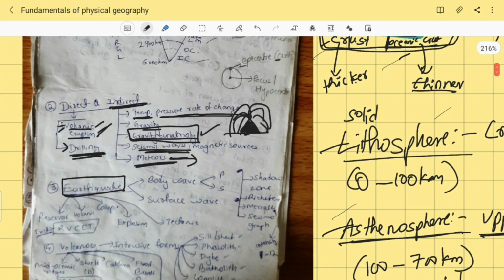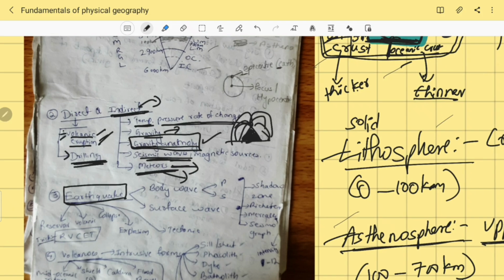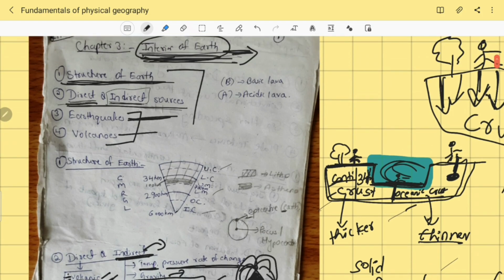Okay, now let's quickly revise the direct and indirect sources. Direct sources are those which we get directly from the interior of the earth. Indirect sources are those which we don't get directly from the interior of the earth, but we get from some other place which is more or less similar to the structure of the earth, like meteors, or it's on the basis of our assumptions. Those are indirect sources. I hope the direct and indirect sources topic is also clear to us. Let's mark what we have completed. We have completed structure of the earth, direct and indirect sources of the earth.